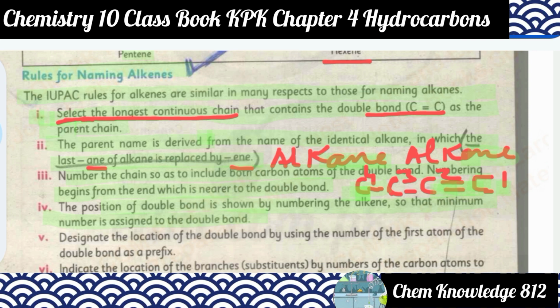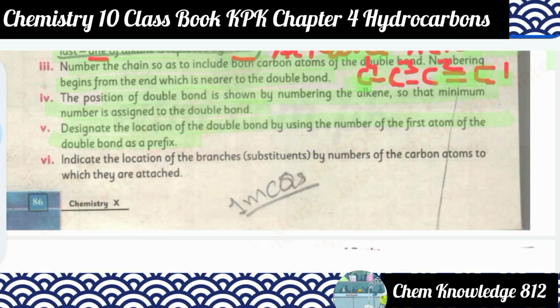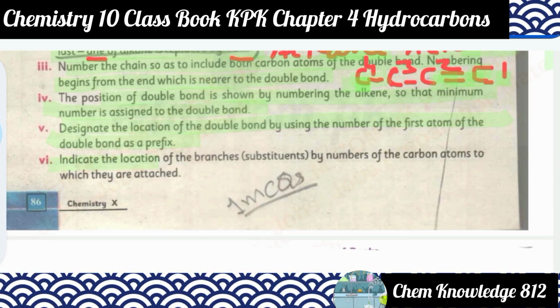So next one is: designate the location of the double bond by using the number of the first atom of the double bond as a prefix. So next one is: indicate the location of the branches or substituents by the number of the carbon atoms to which they are attached.